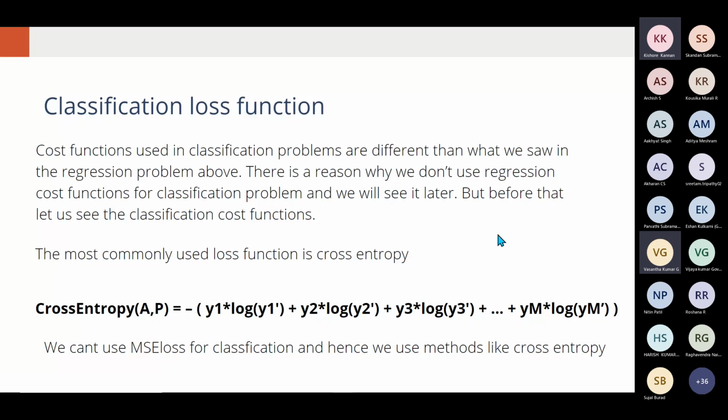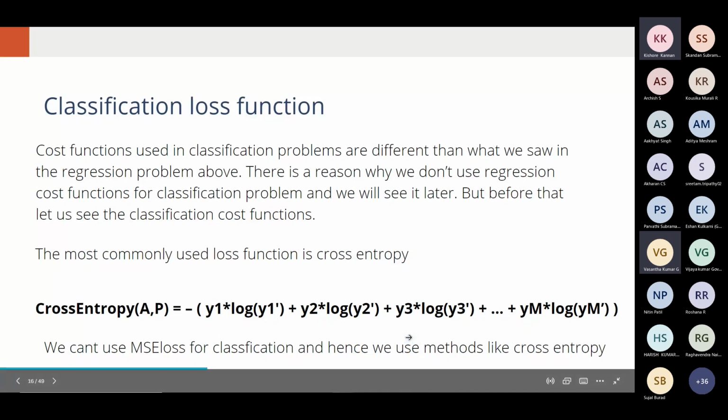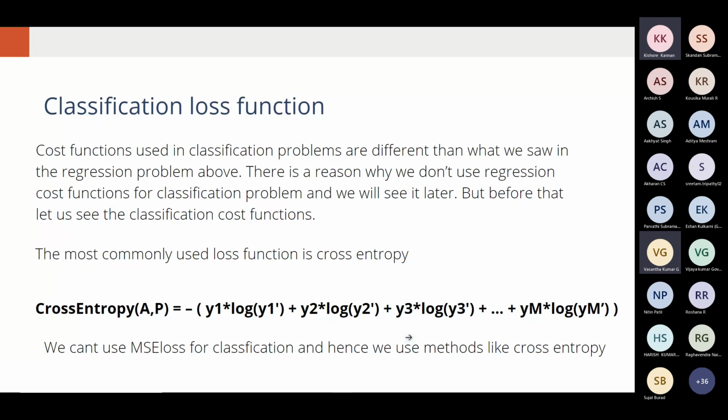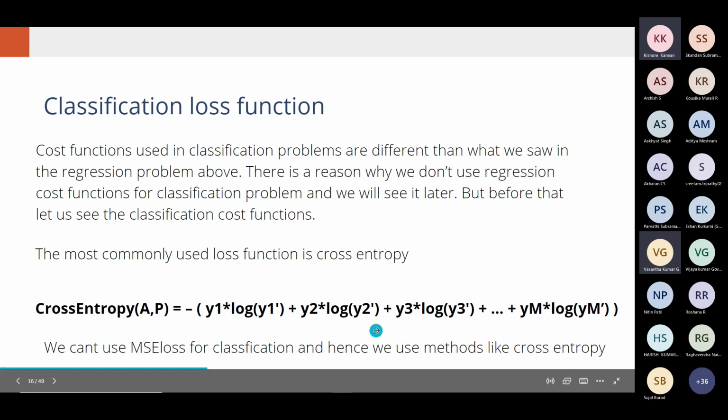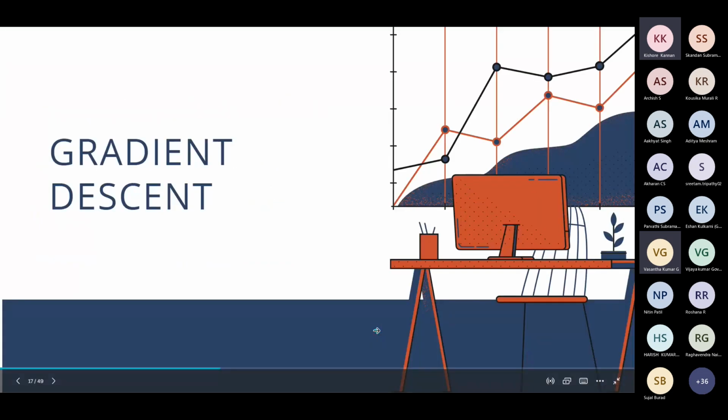The reason we'll see, and we'll go deeper into this cross entropy in the next session, which will be on image classification. Okay, and next we have gradient descent, which will be explained by Ishan. Over to you, Ishan.